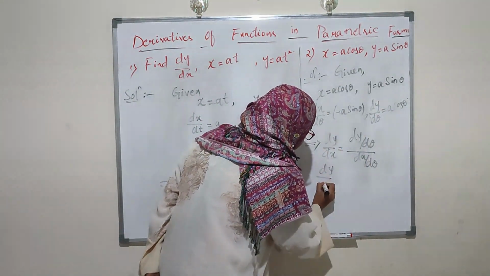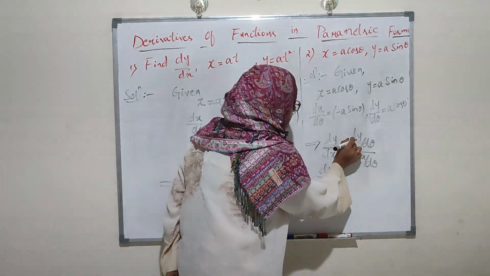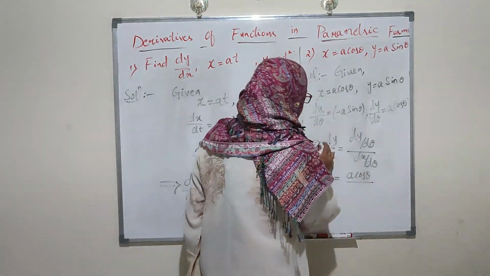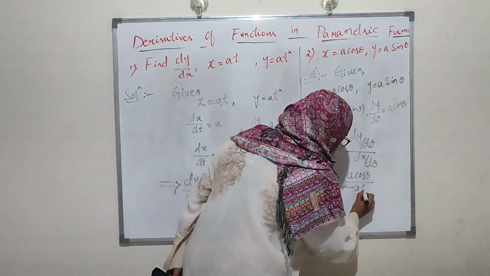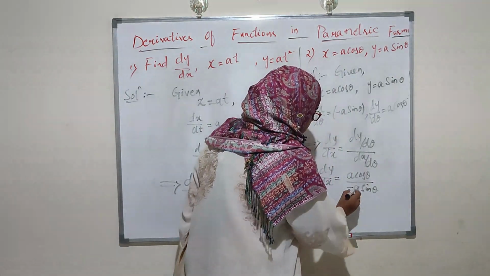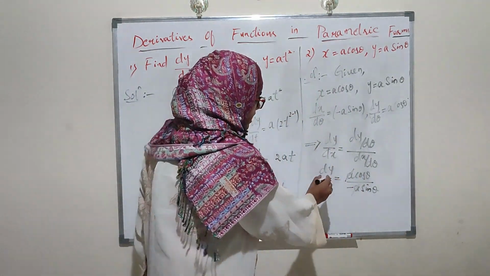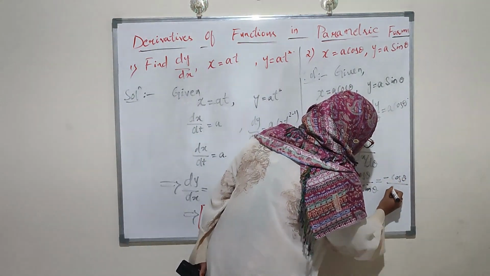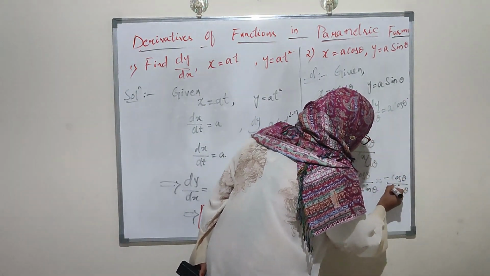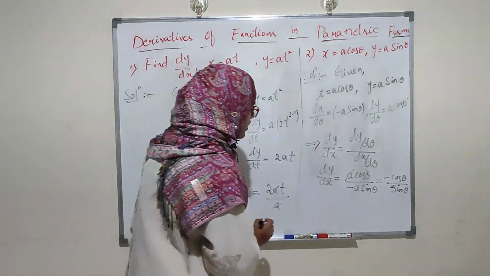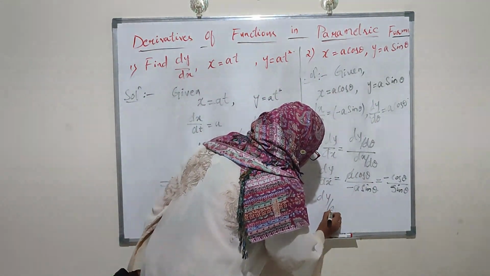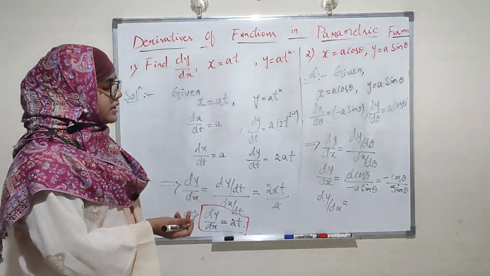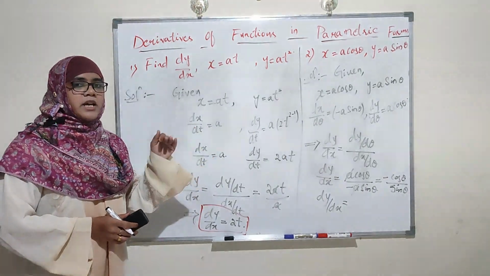Dy by dx is equal to dy by d theta, which is a cos theta, divided by minus a sin theta. This a gets cancelled. What is remaining? Minus cos theta by sin theta. Dy by dx is equal to minus cos by sin, and tan is sin by cos.